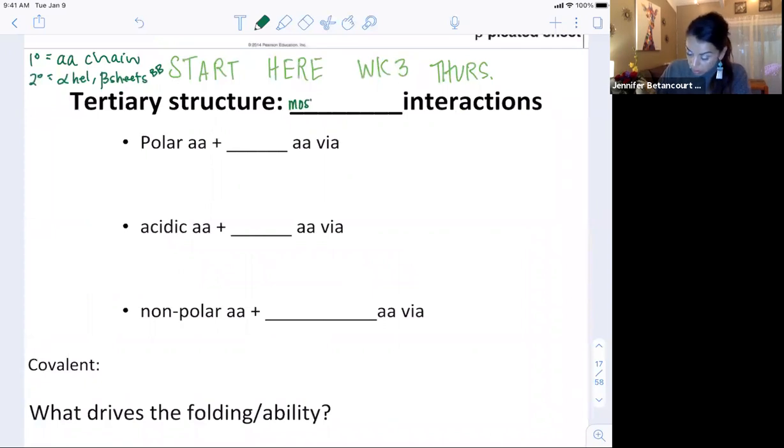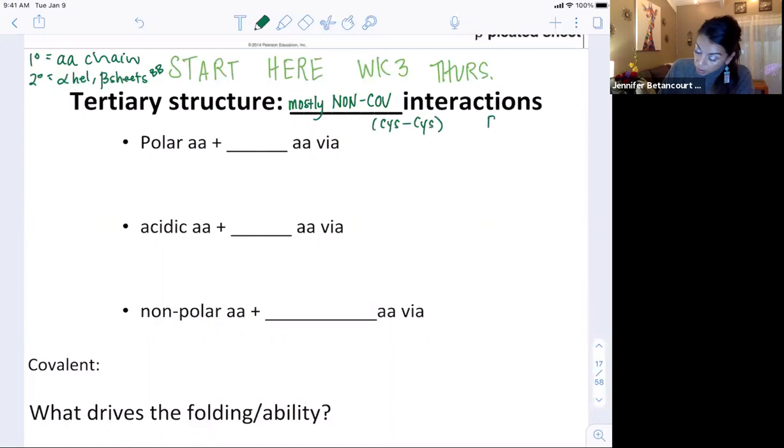And then tertiary structure, you are going to have mostly non-covalent interactions. Non-covalent interactions means they're not actually sharing an electron shell, right? So they're just interactions. The only exception are the cysteine-cysteine bonds.